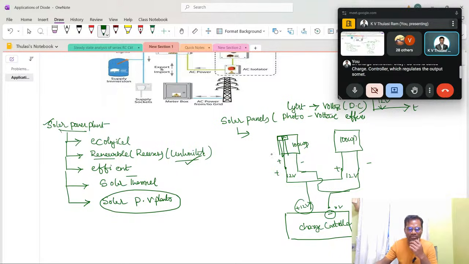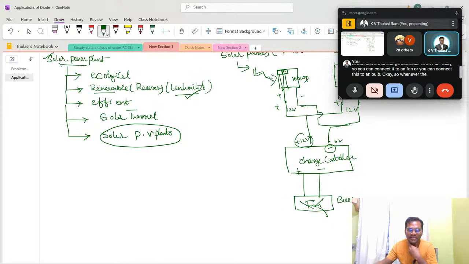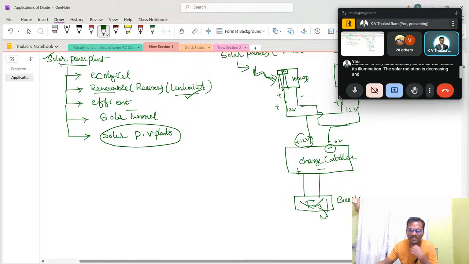Sometimes solar radiation will be less. We may have some shadow, and automatically the voltage will also decrease. Here we connect the charge controller to a fan, or you can connect it to a bulb. Whenever the solar radiation varies, the bulb will reduce its illumination, and if the solar radiation decreases, the fan will decrease its speed. These kinds of systems are called PV direct systems.